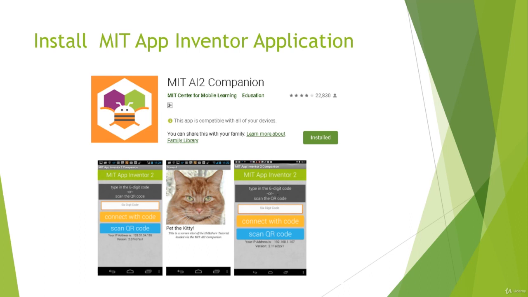In this step, we need our Android phone or tablet. Please go to Google Play and search for the MIT AI2 Companion application. Please install the application onto your mobile device. Please do this step and then come back and continue watching the video.